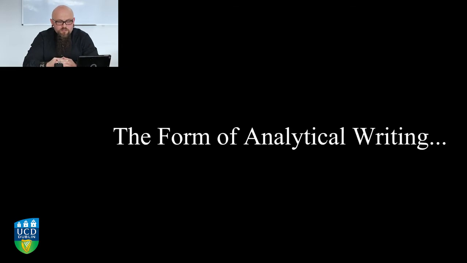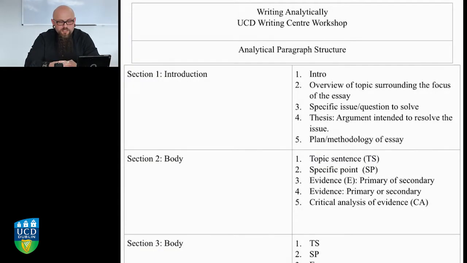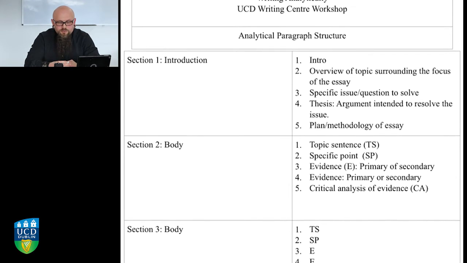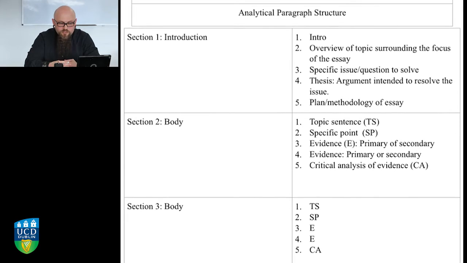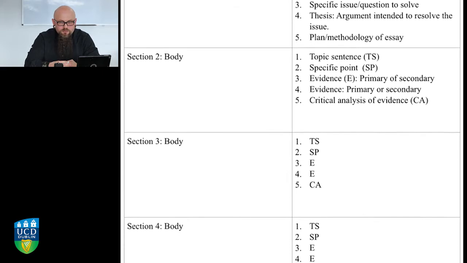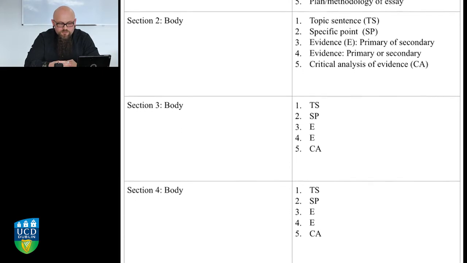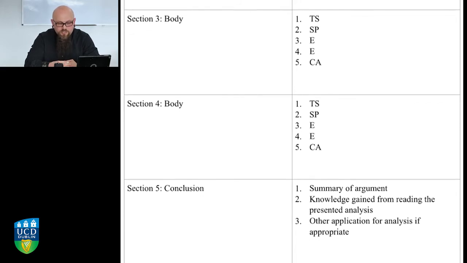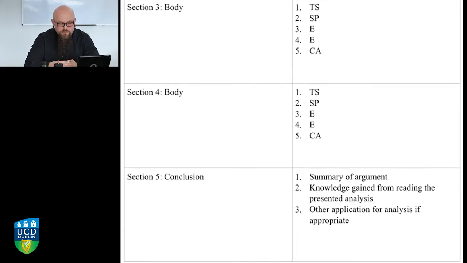Now I'd like to look at the form of analytical writing and how it contributes to making such claims. On this slide, you'll see a form for the standard essay. It provides an introduction, which gives the overview of the topic, identifies a specific issue or question to solve. It then gives the thesis, that which will be argued, and then the methodology for the essay. The following body sections include a topic sentence, specific point, evidence, examples, and then the critical analysis of the evidence, and is repeated in each body section with a standard conclusion as well.